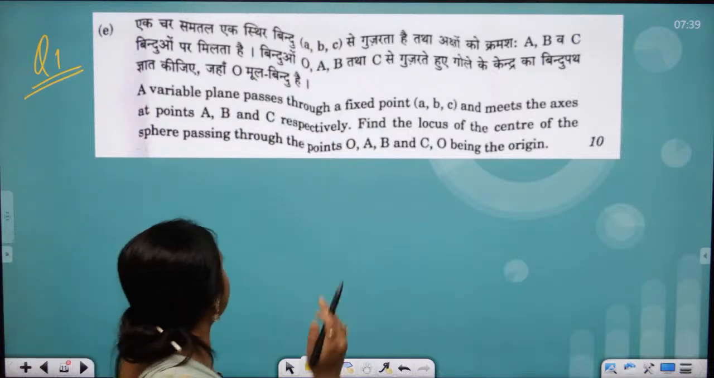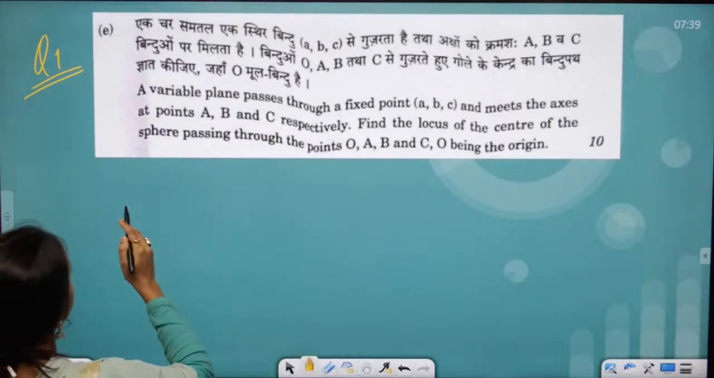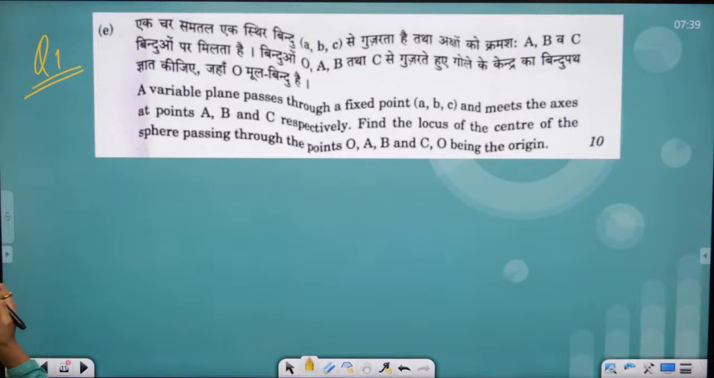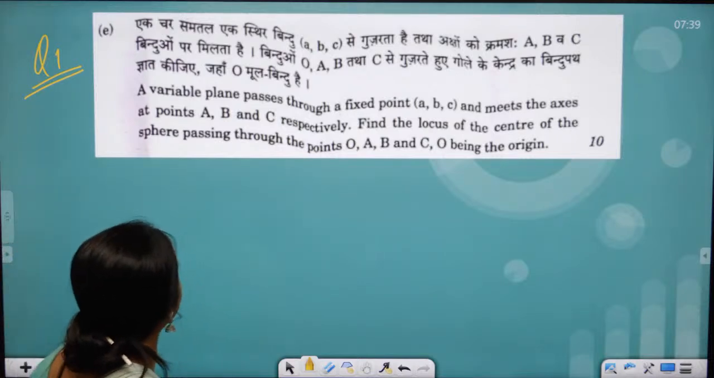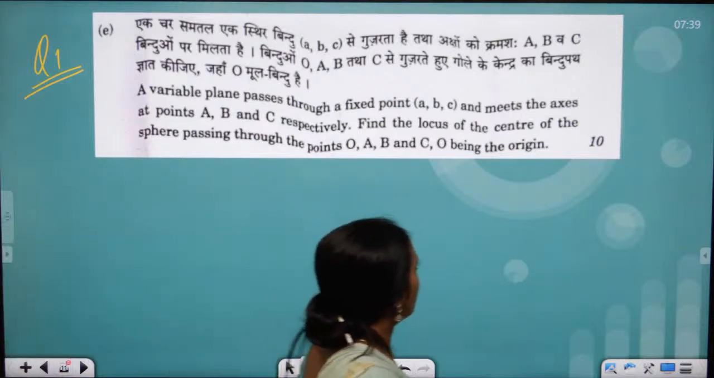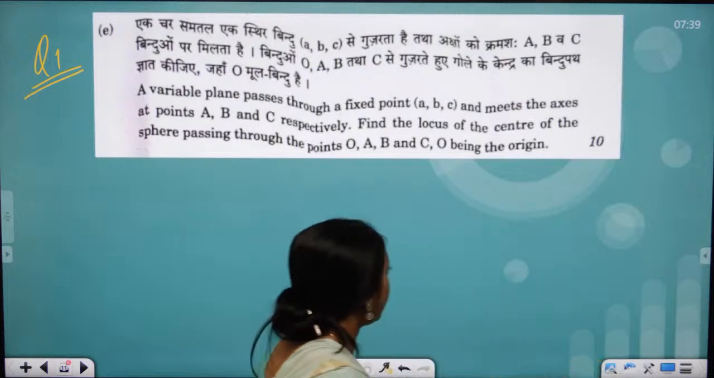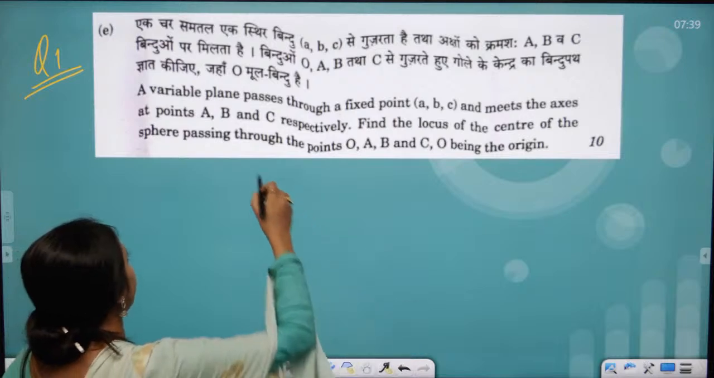Let's see what the question is. A variable plane passes through a fixed point (a, b, c) and meets the axes at points A, B, C respectively. Find the locus of the center of the sphere passing through the points O, A, B, C, O being the origin. Okay, so you can start the question with the equation of the plane.